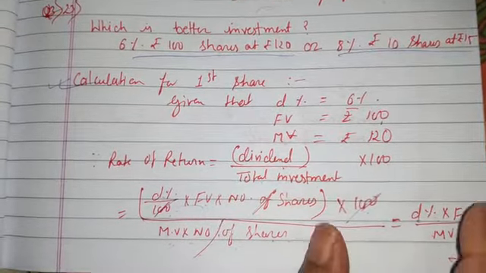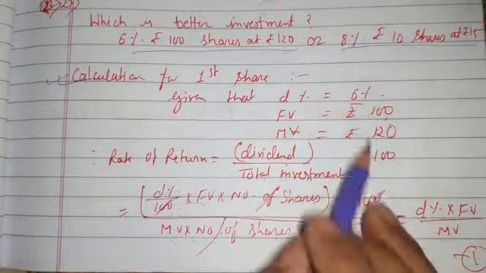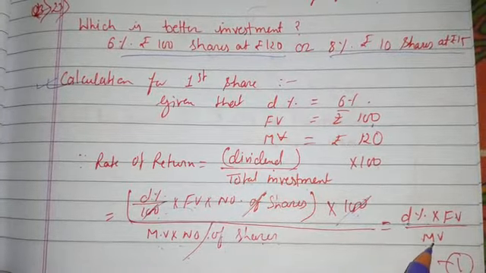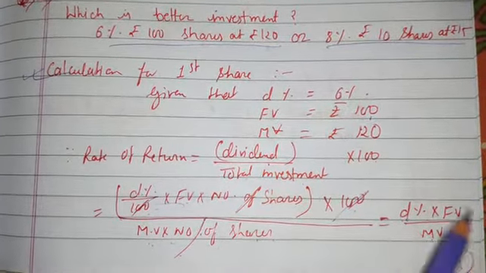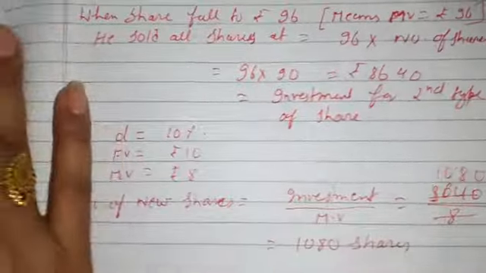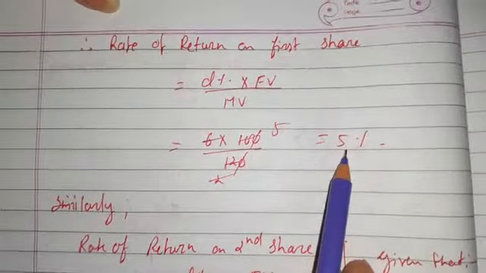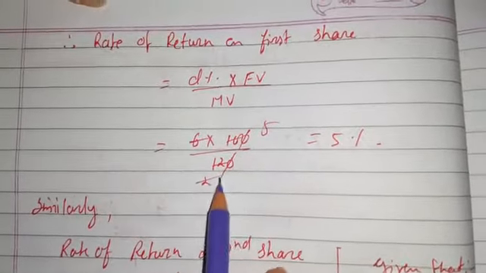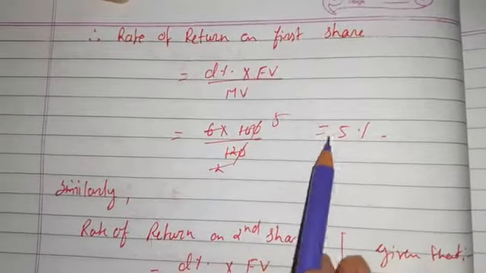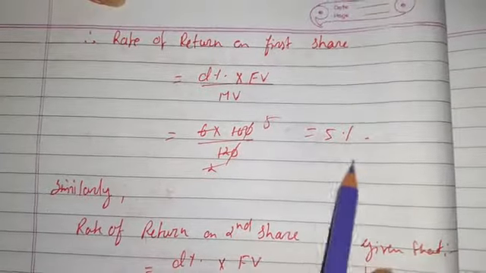Now we are going to put the values. In place of d percent we will write 6%, in place of face value we will write 100, and in place of market value we will write 120, and in this way we will calculate the rate of return on first type of share. And what is that? See, I put the value and this is 5%. 6 into 100 upon 120, 0 cancel, 6 to 12, 2 5 10. So 5% rate of return you will get on first type of share.